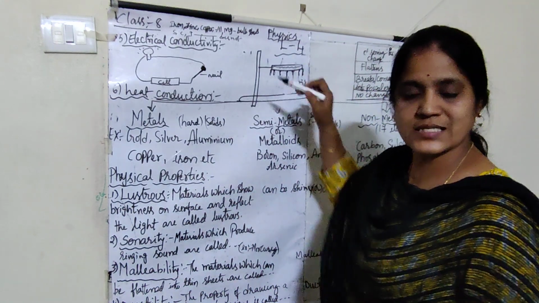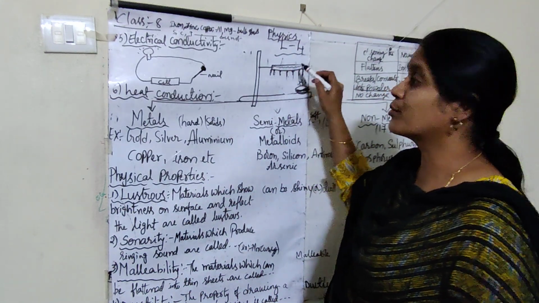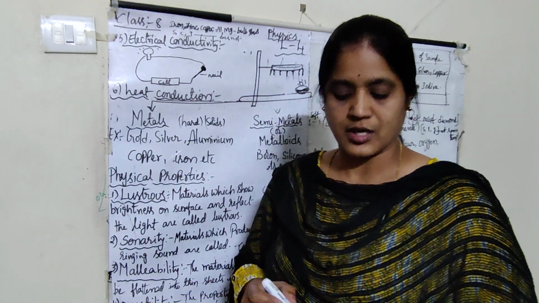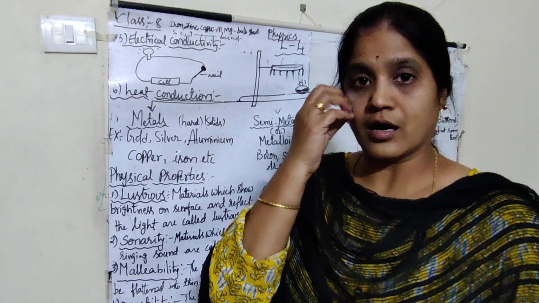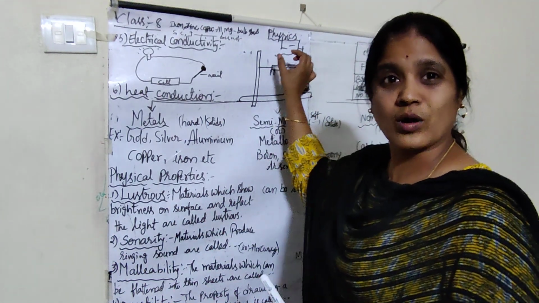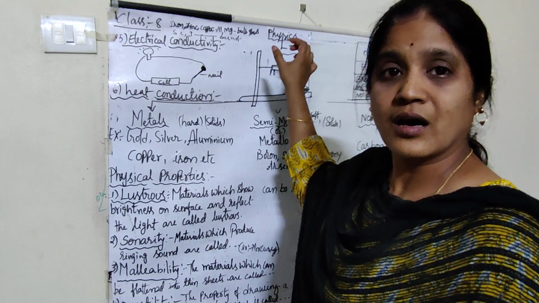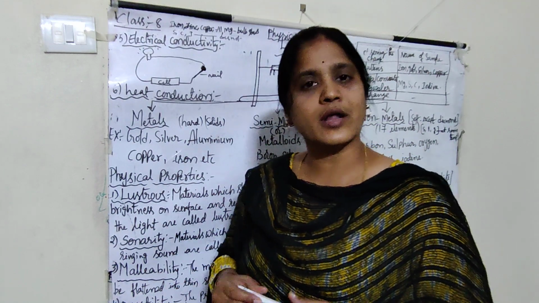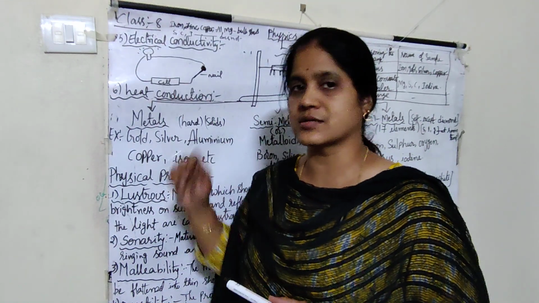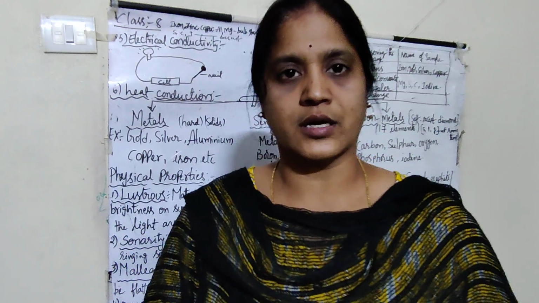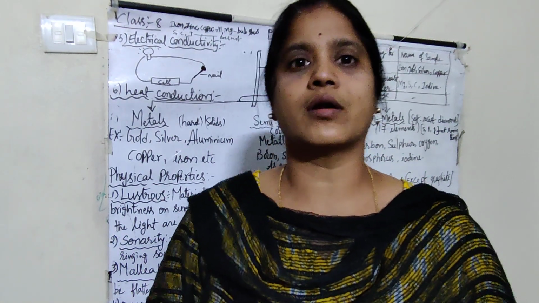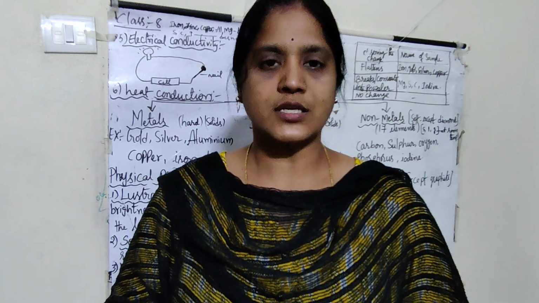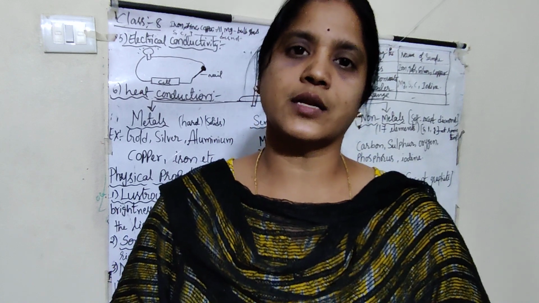So from this you can say that all the metals are good conductors of heat. Instead of this, you take coal or plastic or wood or something, and you observe whether the nails are falling or not. You cannot observe the nails falling like this. So from this activity we can say that all the metals are good conductors and non-metals are bad conductors of heat. We'll discuss more about the chemical properties in another video.